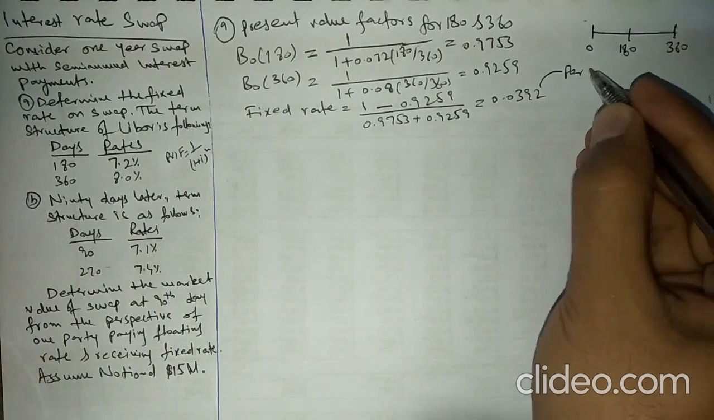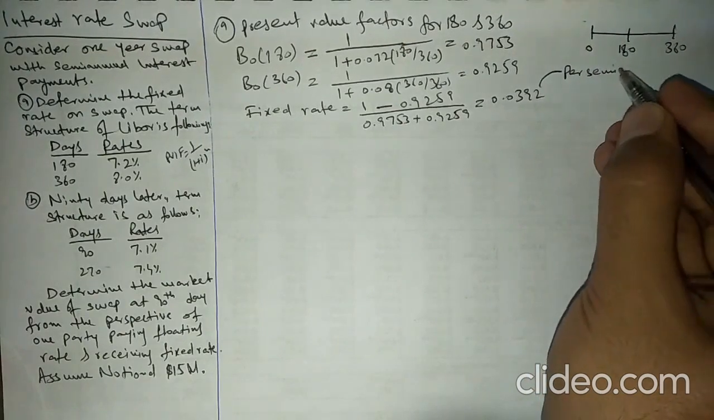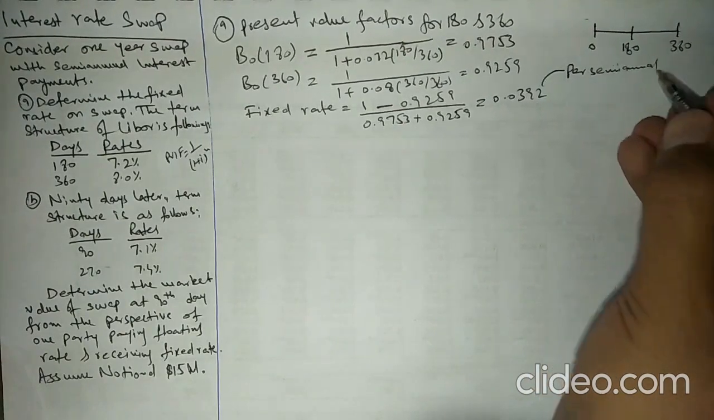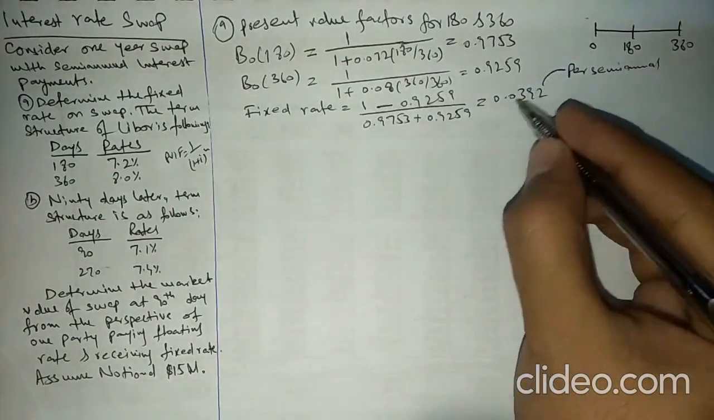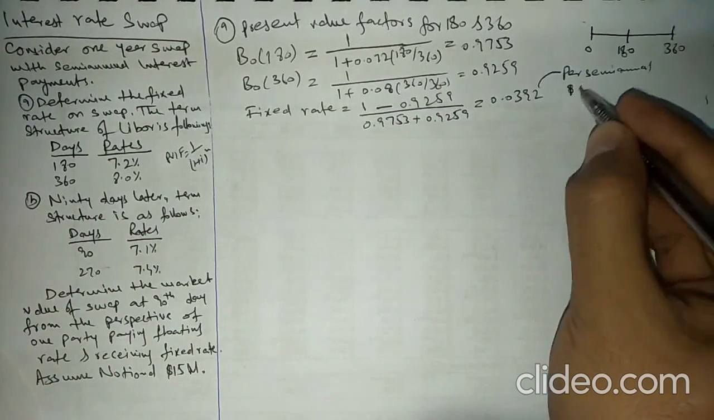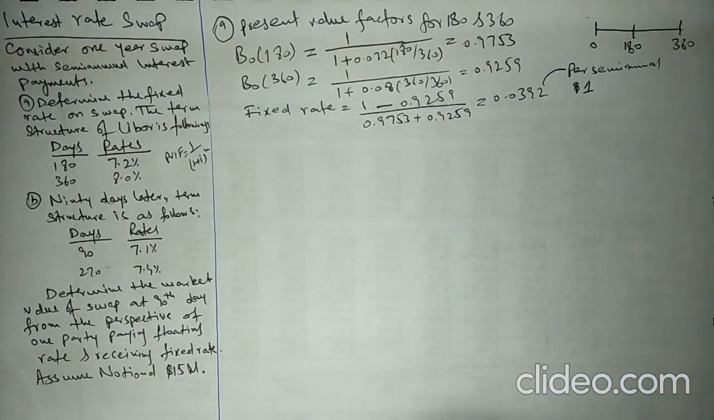So it means that the fixed rate here is 3.92% per semi-annual period, and for the swap agreement, one party will pay a fixed rate of 3.92% on $1 notional principal.